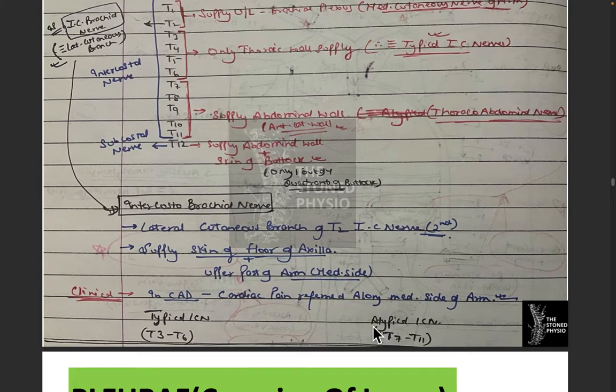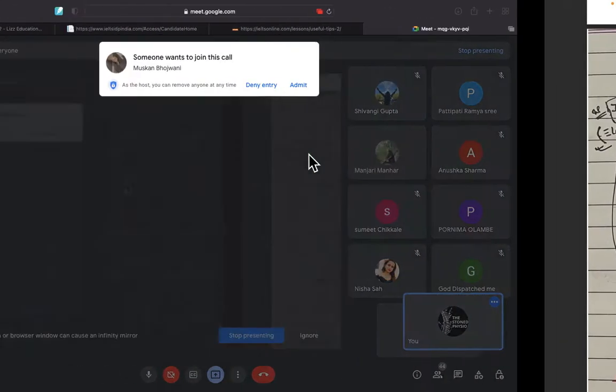And if you talk about the atypical nerve root intercostal nerves, in that case we can talk about T7 to T11, not T12. Okay, I hope this slide is clear to everyone.